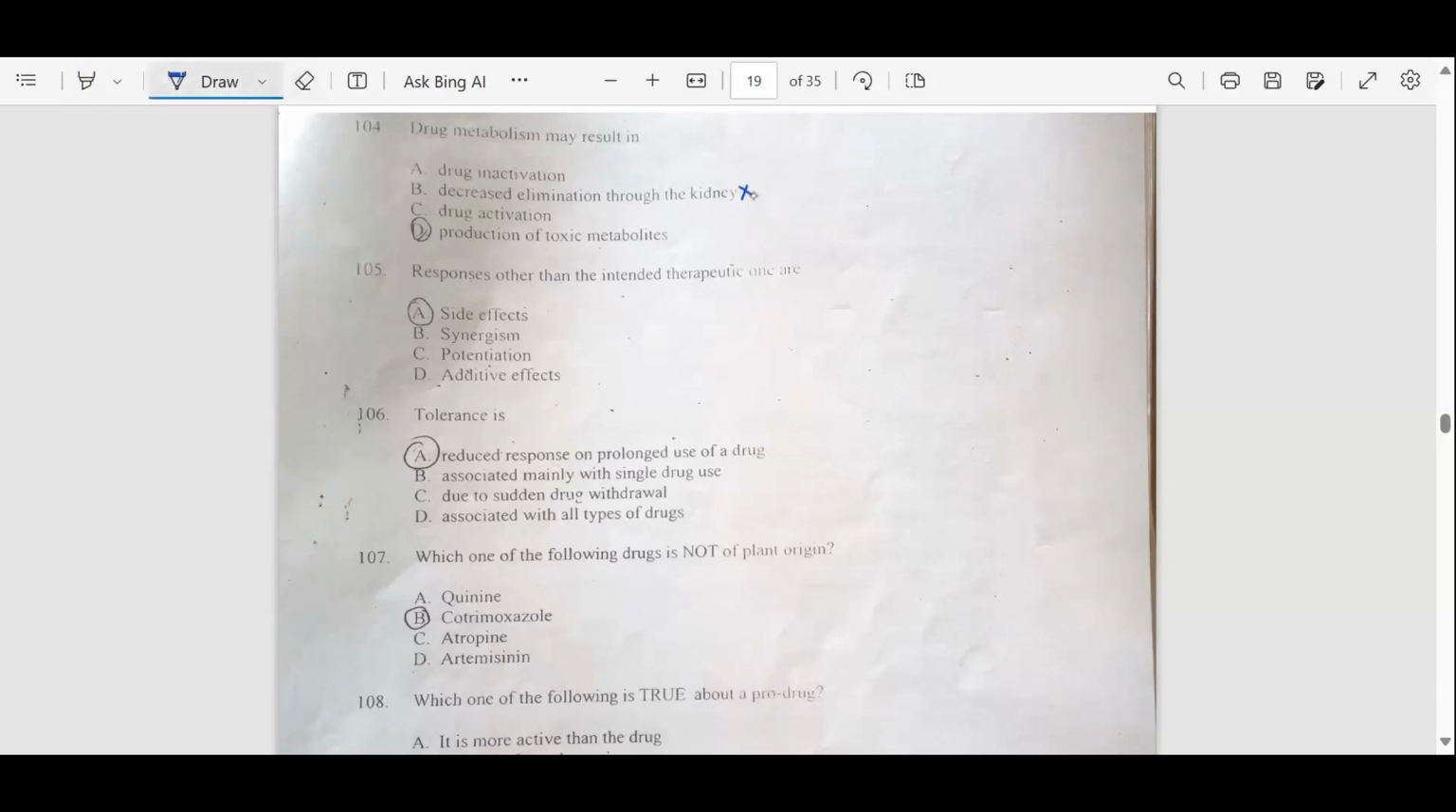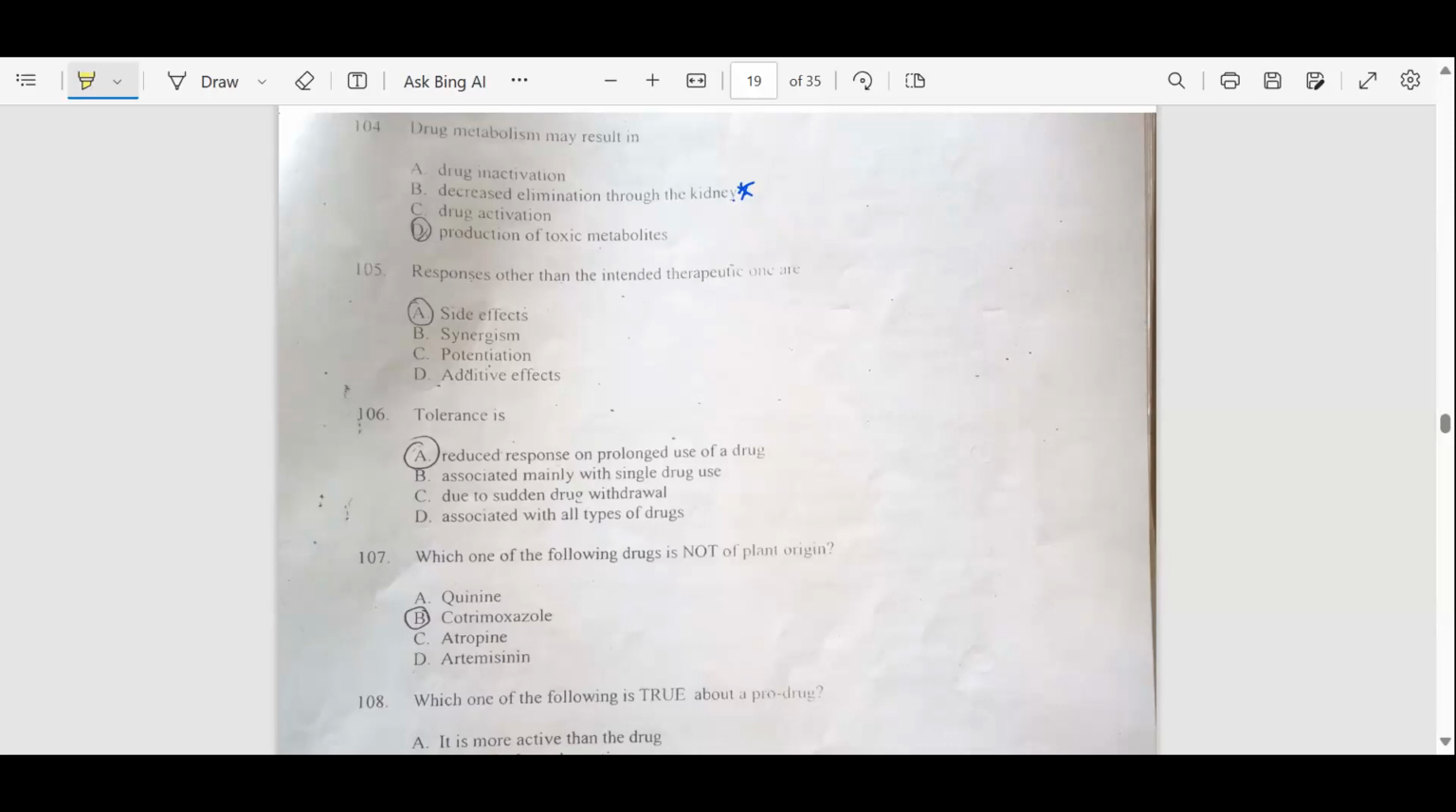Yeah, because metabolism inactivates, and also some of the metabolites are toxic, so decreased elimination through the kidney. I don't know, maybe the question is a bit ambiguous, or maybe we just haven't understood. What do you think? Do you think there should be an "except" or not, Seraphim? I think there should be an "except."